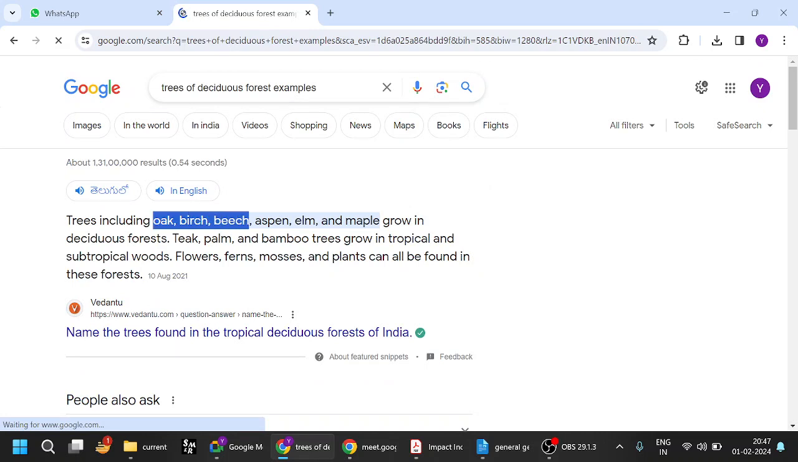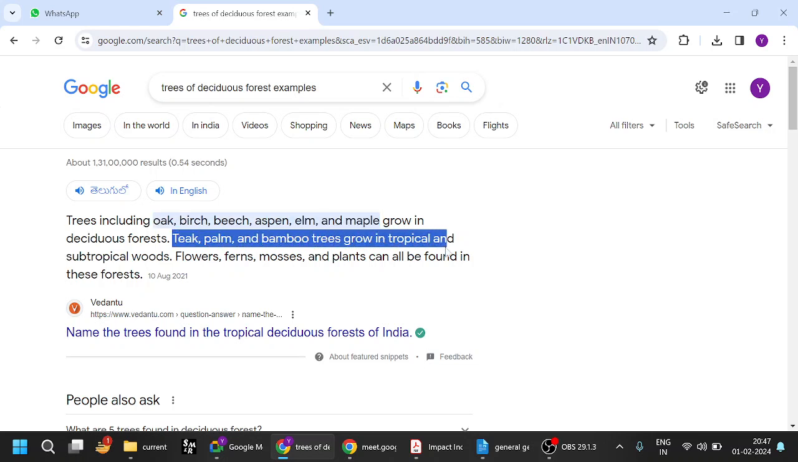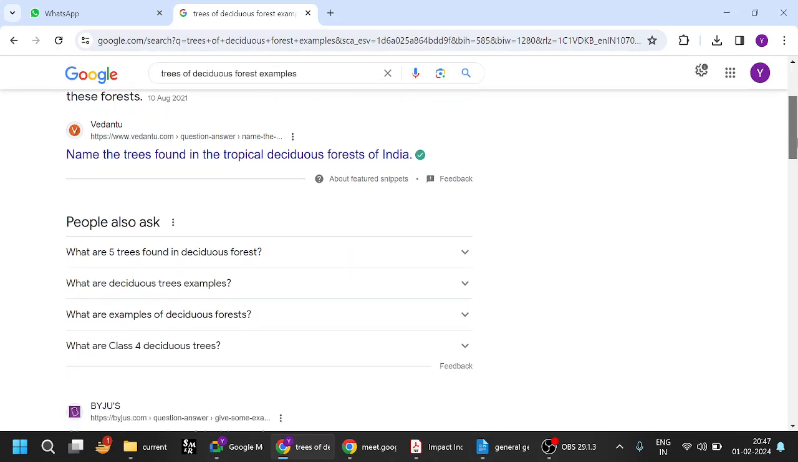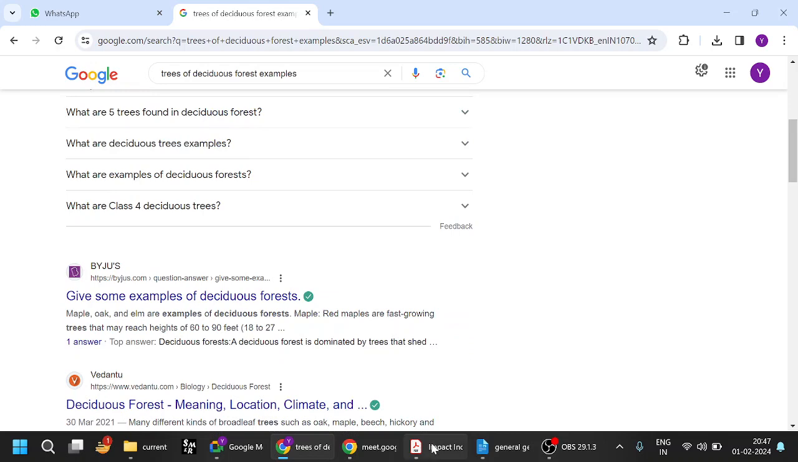Oak, birch, beech, maple, etc. are deciduous forest trees. Teak, palm, bamboo grow in tropical and subtropical regions. So basically, when you say evergreen, you have to remember ebony, mahogany, rosewood, etc. Deciduous is oak, teak, birch, etc. Just remember these couple of things. It should be enough. Let us go back.